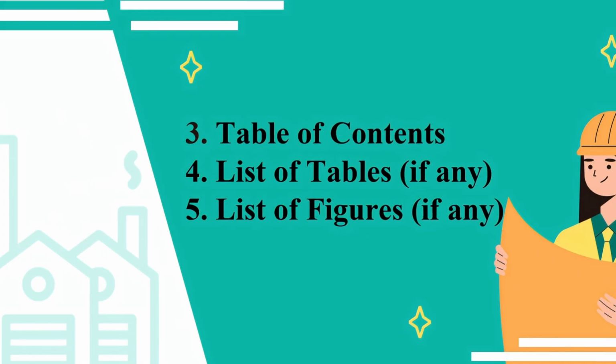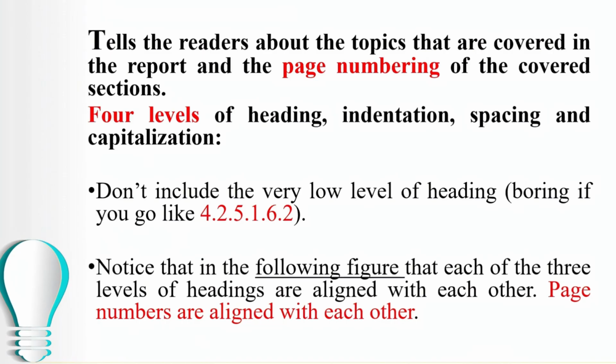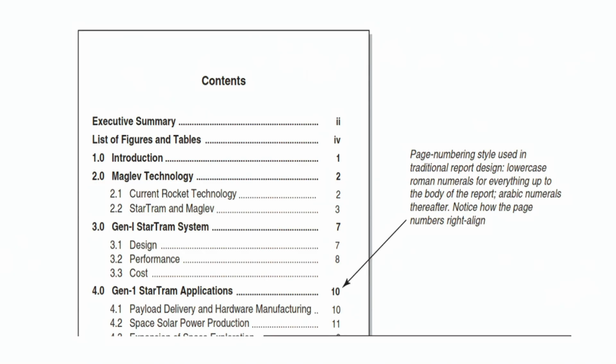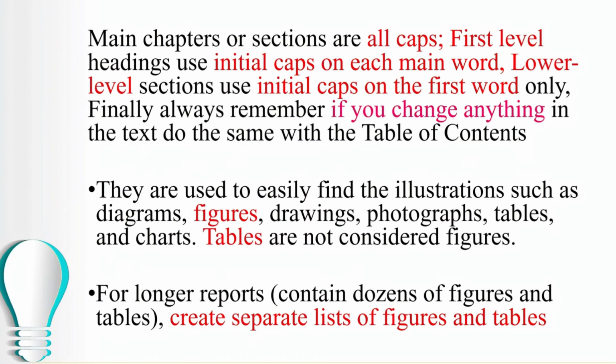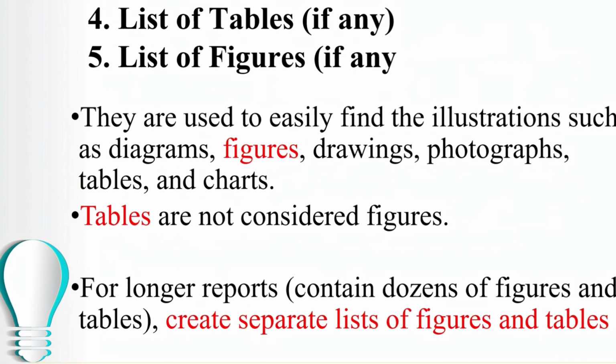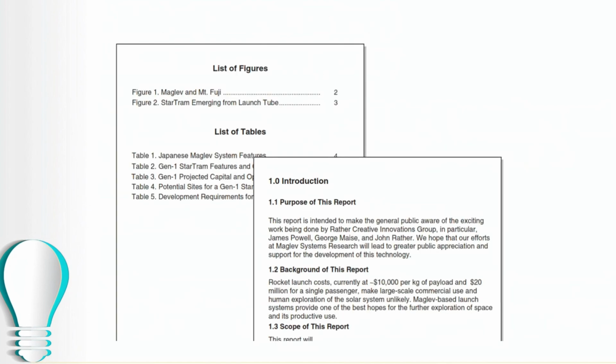Now we will move to the lists: table of contents, list of tables if there are any, and list of figures. The table of contents is essentially a roadmap for the report. It tells the reader what topics are covered and where to find them. In a large report, the table of contents may include multiple levels of headings. Here, as we can see, is an example of a table of contents. In a longer report, we may include a list of tables and a list of figures. These lists help readers quickly locate important charts, diagrams, tables, or illustrations. For example, if a reader wants to see a specific table, they can find it immediately using the list of tables and the list of figures.